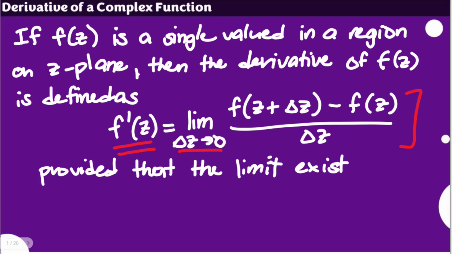This is again the definition for a derivative of a complex function, similar to the definition of a derivative of a function under the real numbers, but this time we're using z as a complex number.